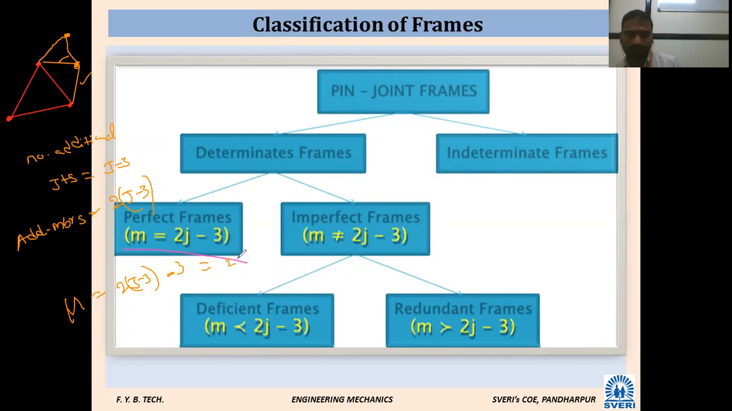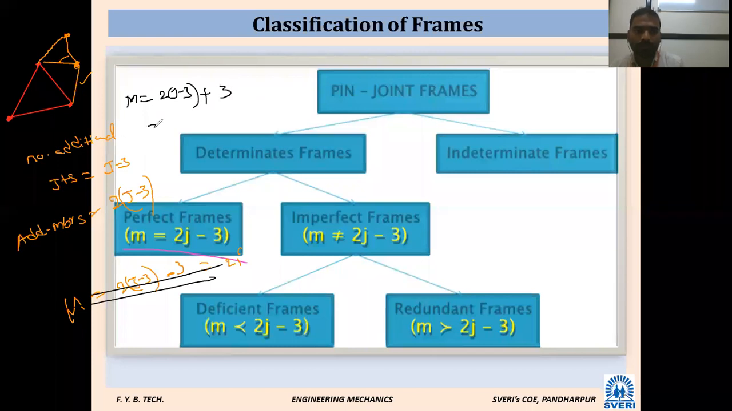So just a minute, I'll change the color. Total members is equal to total members I want, so that is 2 times (j minus 3). These are additional members, plus initial members, which are 3. So open the bracket: 2 times j minus 2 into 3, that is 2j minus 6, plus 3. So 2j minus 6 plus 3 gives minus 3. So this is m is equal to 2j minus 3.